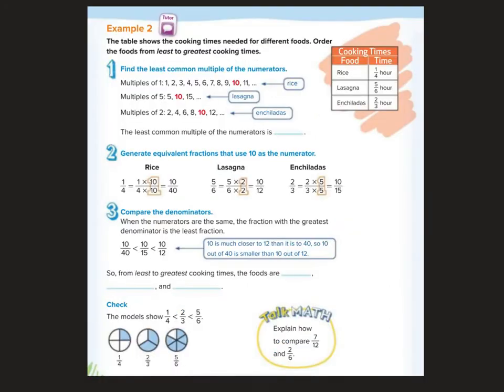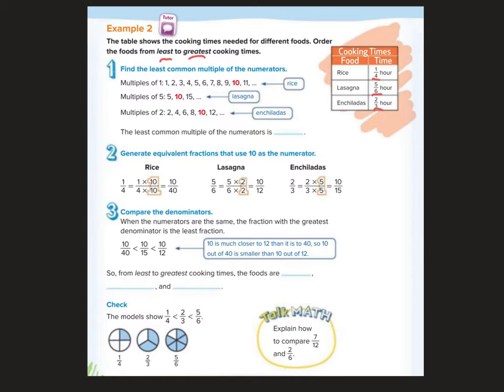All right, Example 2. The table shows the cooking times needed for different foods. Order the foods from least to greatest. That's a big mistake I see a lot of kids make, is they don't pay attention. Am I supposed to go greatest to least, or least to greatest? If we underline it, it will help our eyes draw back up there so we can see, hey, that's right, least to greatest. I should double check. Okay, so we're looking at 1/4, 5/6, and 2/3 hours.